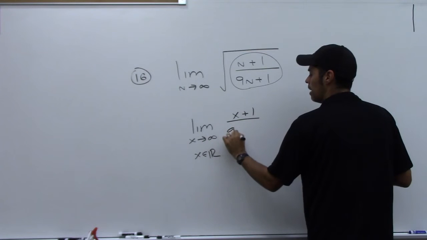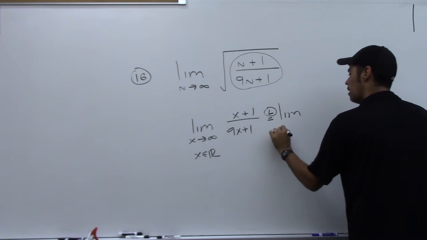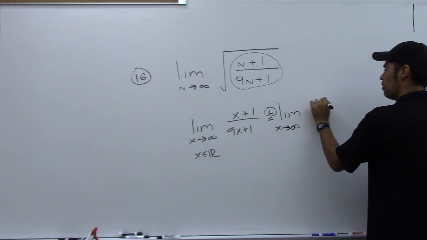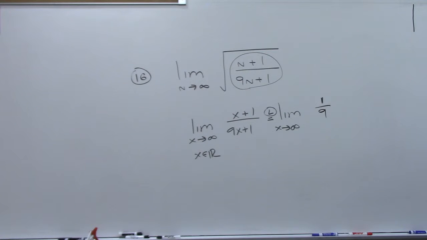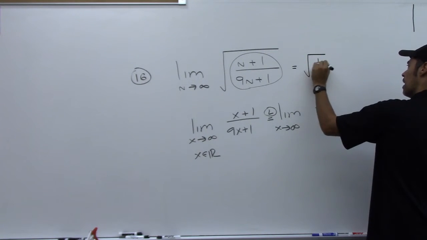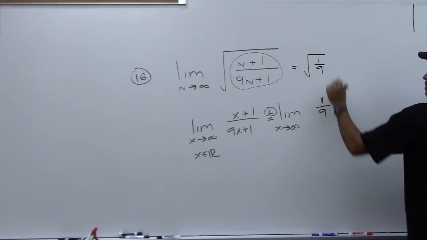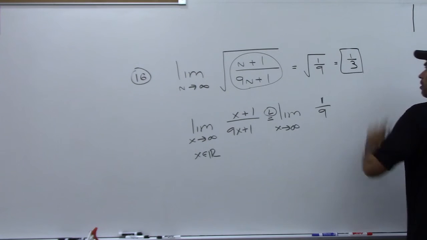X plus 1 over 9x plus 1. By L'Hopital's rule, this is going to go to 1 over 9. So that's going to 1/9. So I know that this is headed to the square root of 1/9, which is going to be 1/3. Just taking the square root of the top and bottom. So it converges to 1/3.